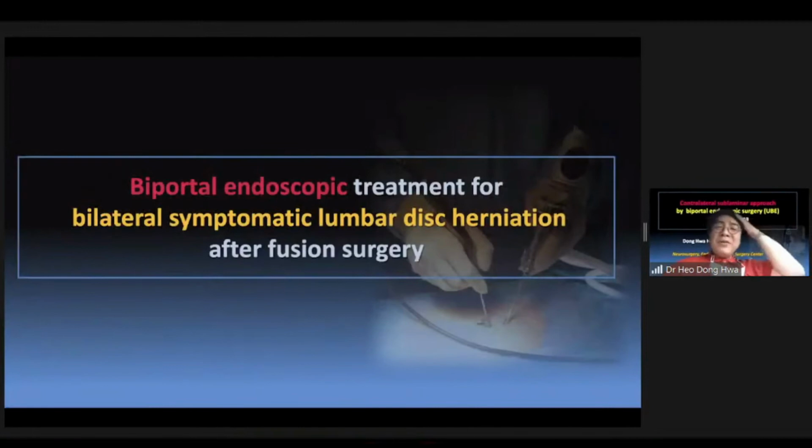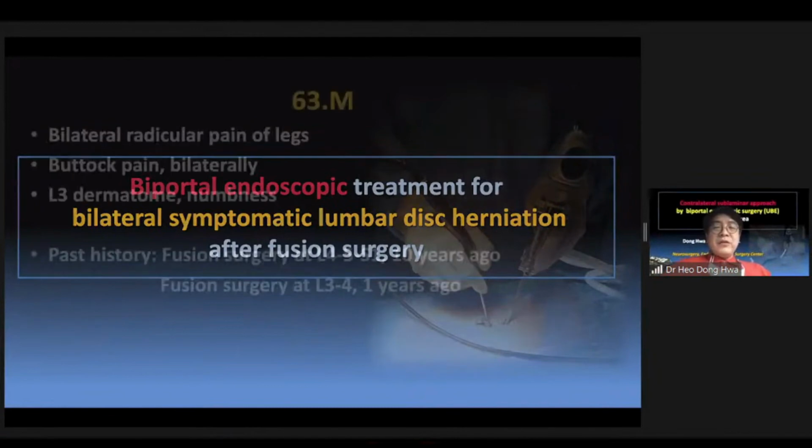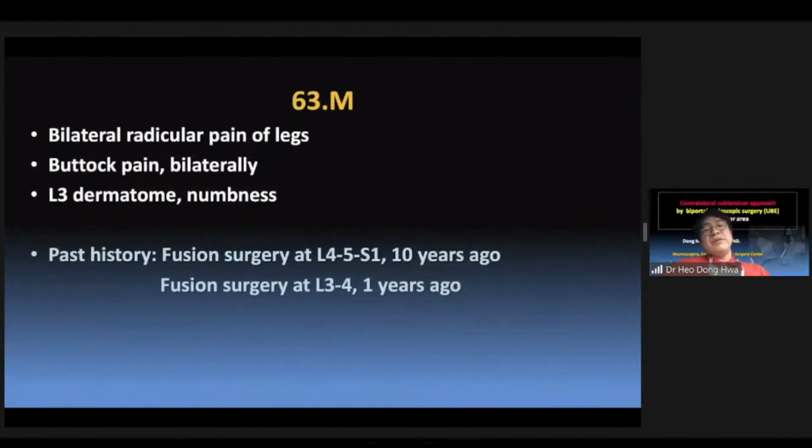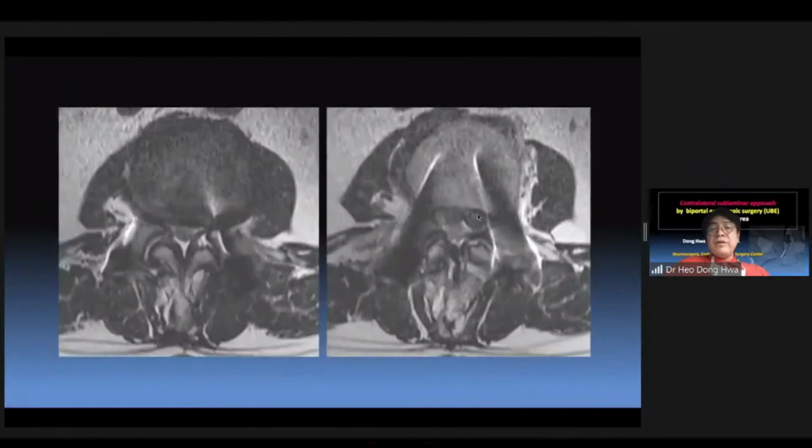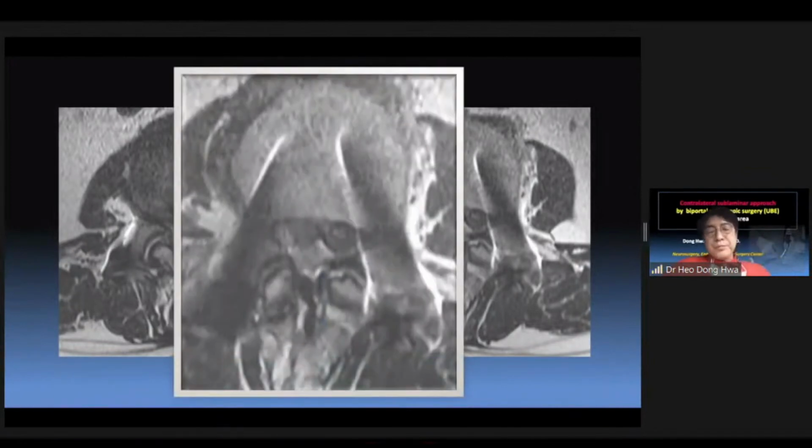The next case is unilateral approach, bilateral discectomy. This patient received fusion surgery 2 times, about 10 years ago and 1 year ago. However, his leg pain occurred again. You can see the bilateral down-migrated disc herniations. Also, you can see the bilateral disc herniations here, and severe stenosis. What is your opinion? This patient refused fusion extension surgery.